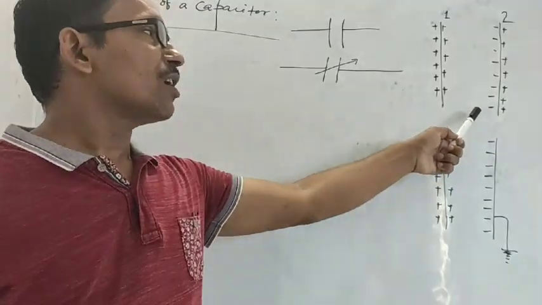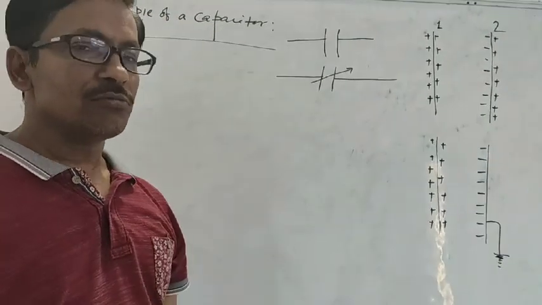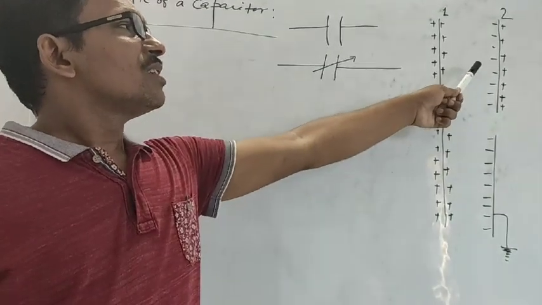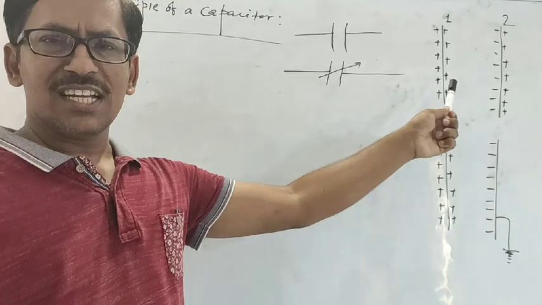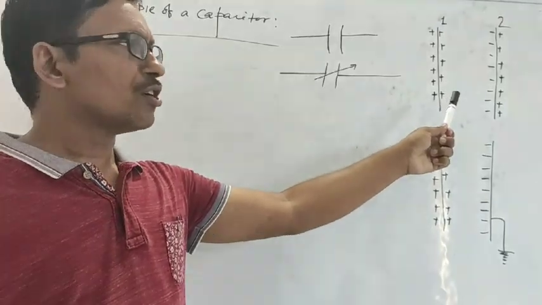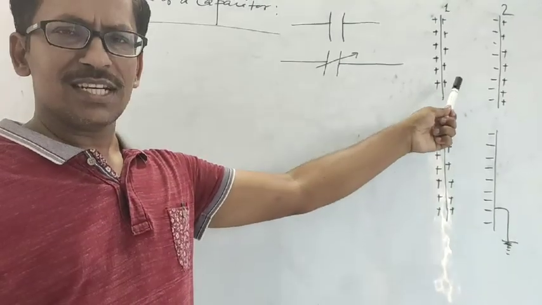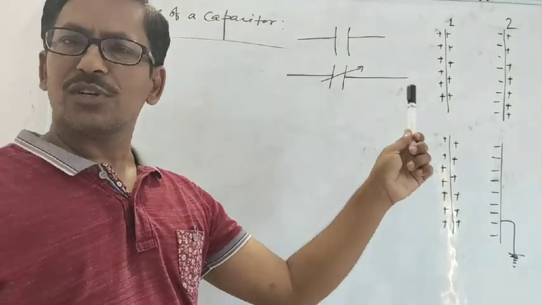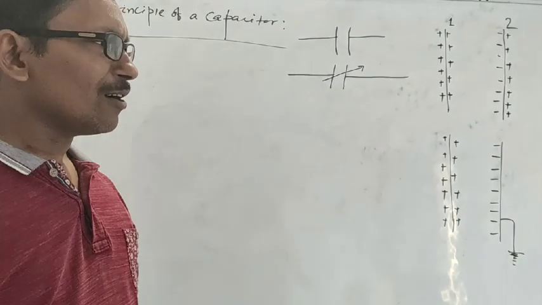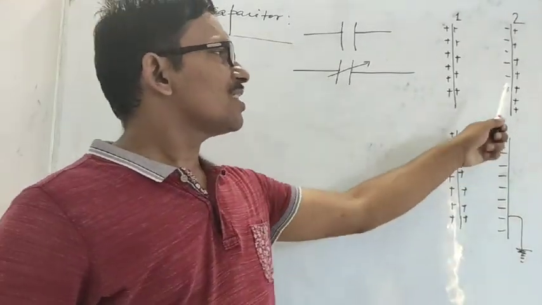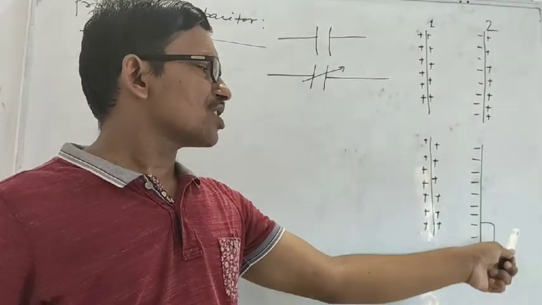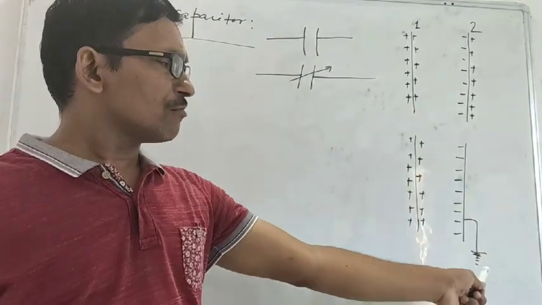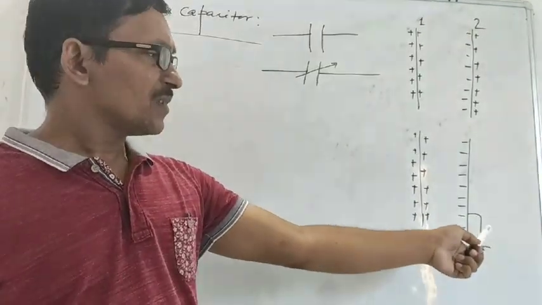Now, V is proportional to Q, that I have shown. So this negative charge has the tendency to reduce the potential or potential difference, and positive charge has a tendency to increase the potential difference. So in the next step, suppose this end of the conductor is connected to earth. When this end is connected to earth, what will happen?